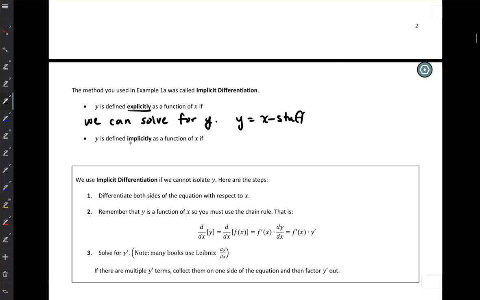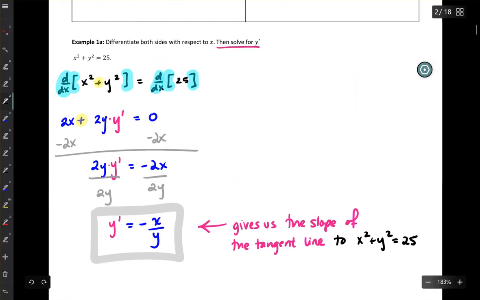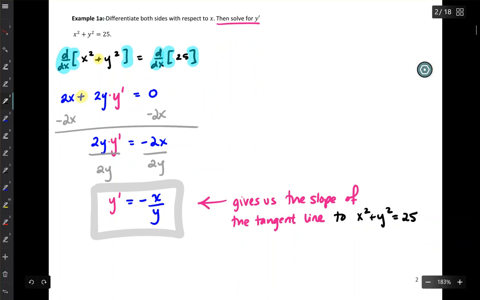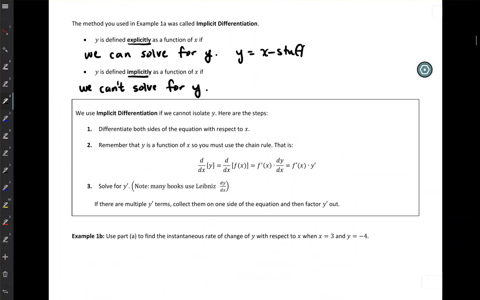Whereas if y is defined implicitly as a function of x, we cannot solve for y, right? So in this example, notice we didn't solve for y first and then try to take the derivative. We just took the derivative of both sides, and then using chain rule, every time you take the derivative of y stuff, you hit it with a y prime, and we went ahead and solved for y prime, we solved for the derivative. And those are the steps of implicit differentiation.